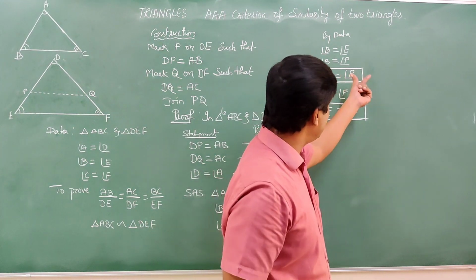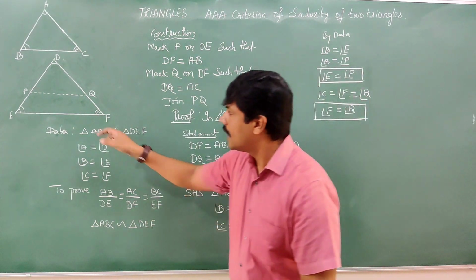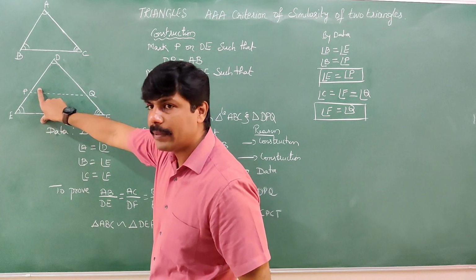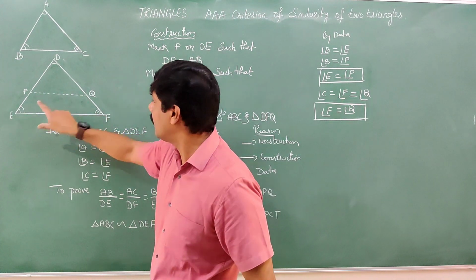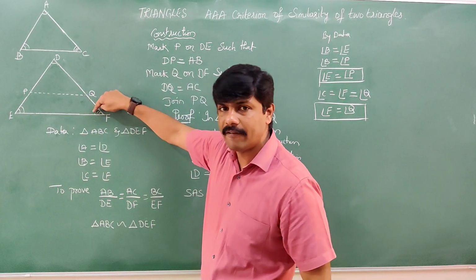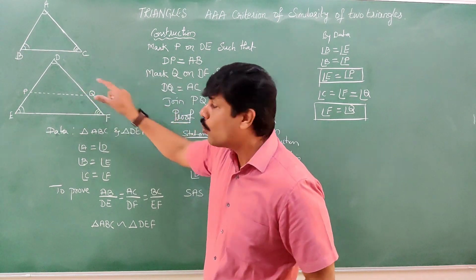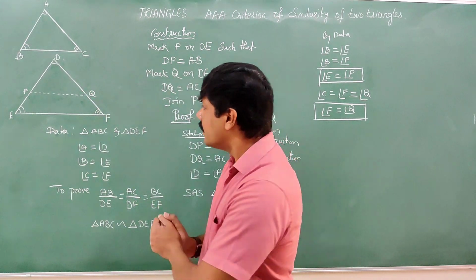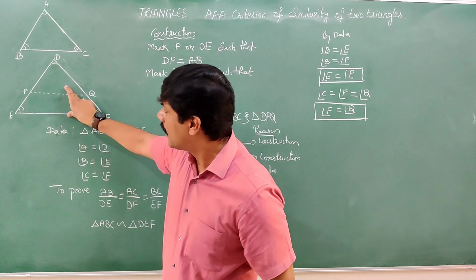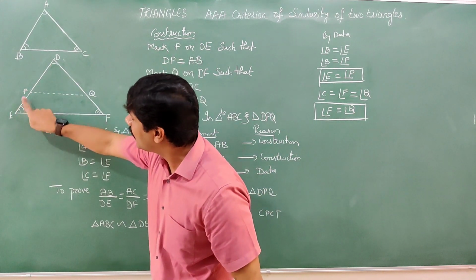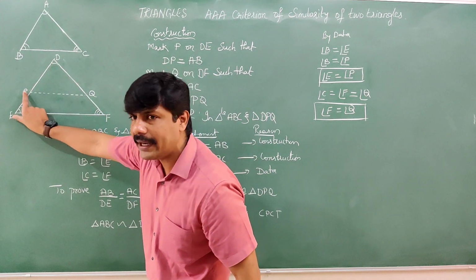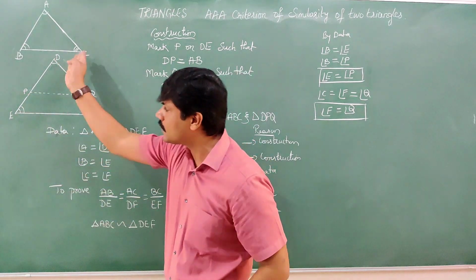Angle E is equal to angle P, angle F is equal to angle Q. See that. Angle E is equal to angle P, or angle P is equal to angle E, and angle Q is equal to angle F, or angle F is equal to angle Q. What does it mean? These are the two lines. And DE, or EP, is a transversal line.